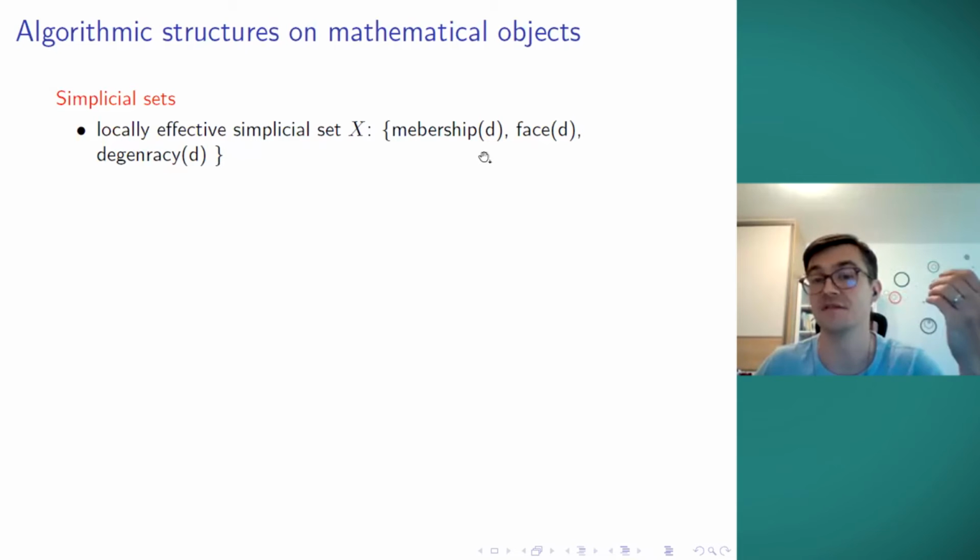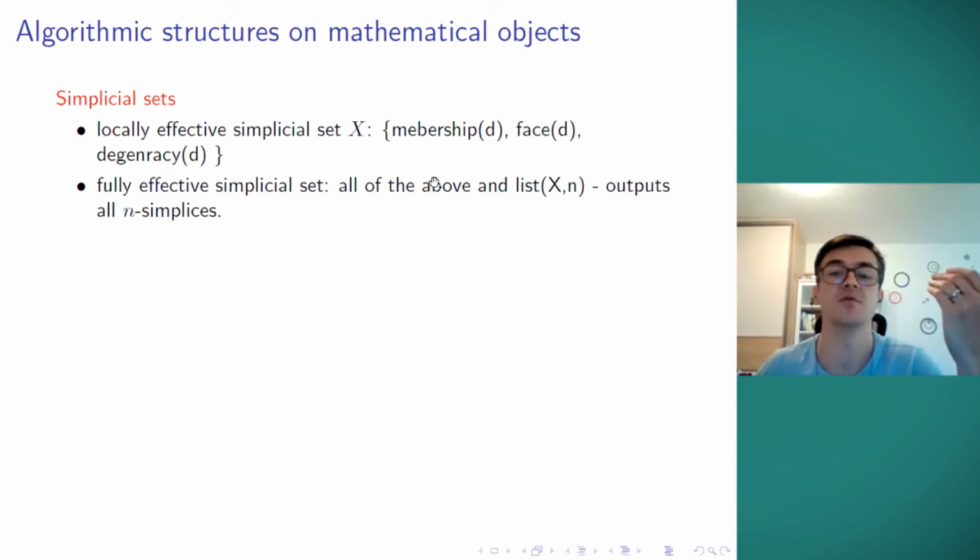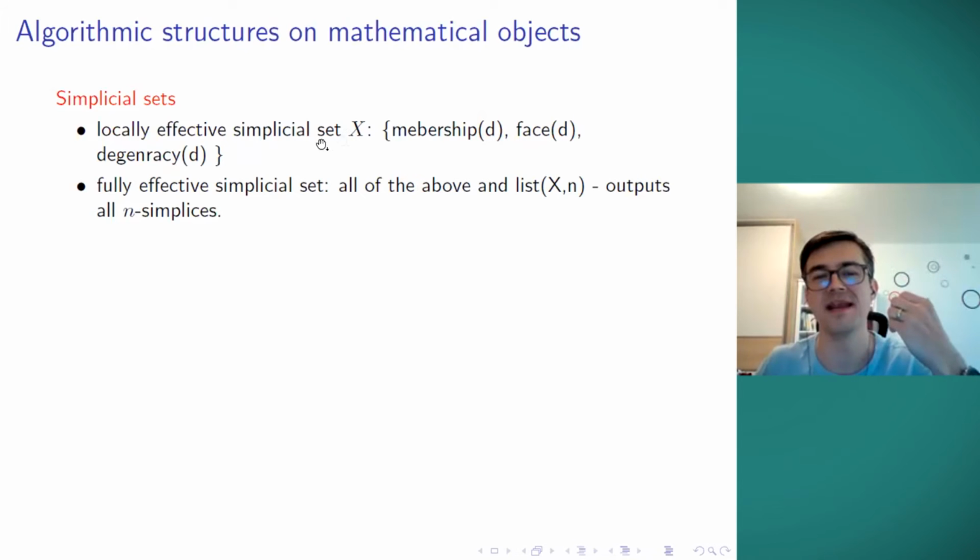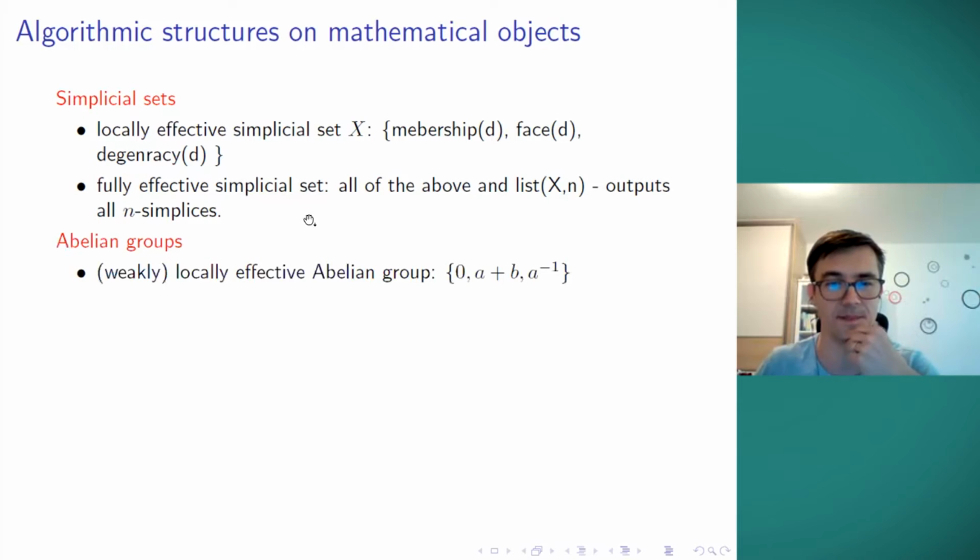Now, this is a local definition. If I want a full definition, I would need to be able to output all n-simplices. But if this is infinite, then I will never stop. So it's probably not the best. I still need a way of managing these infinite spaces in a formal way.